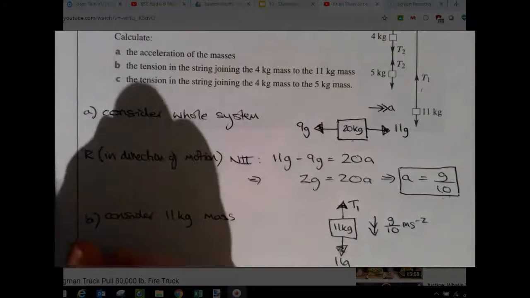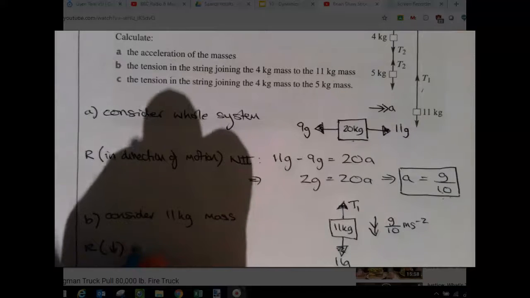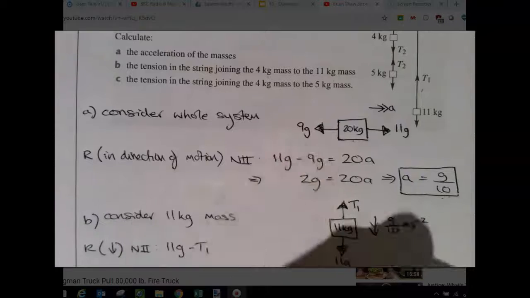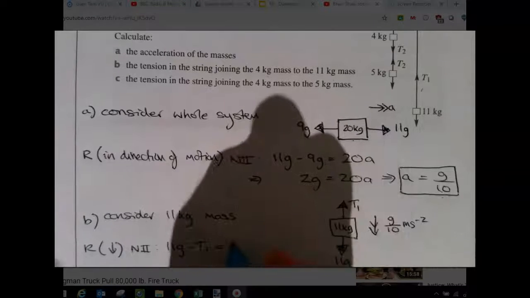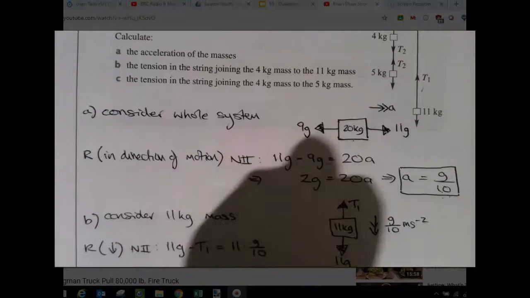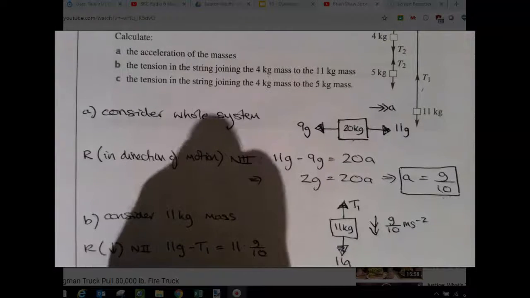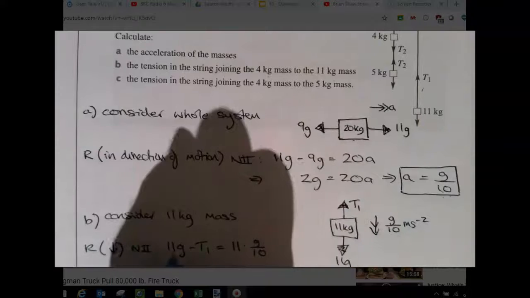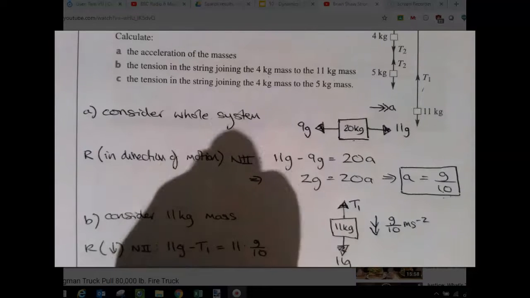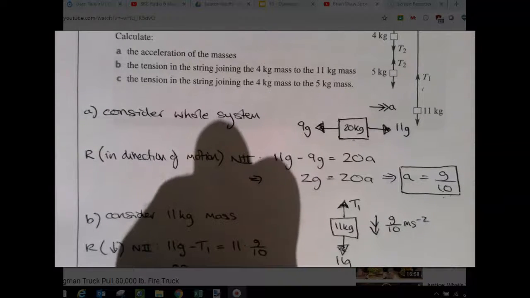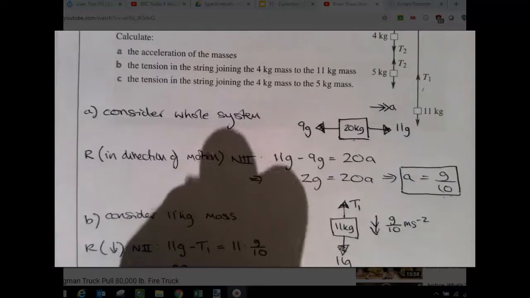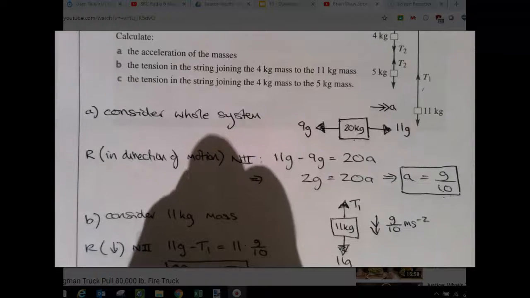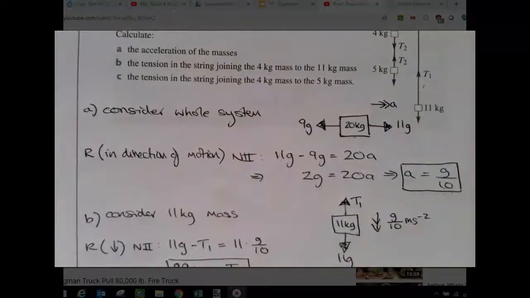So, resolving in the direction of motion, which is down, Newton's second law: 11g minus T1 equals the mass times the acceleration, so 11 times g over 10. Rearranging, adding T1 to this side and subtracting 11g over 10 gives me 99g over 10 as my final answer. So T1 is 99g over 10.